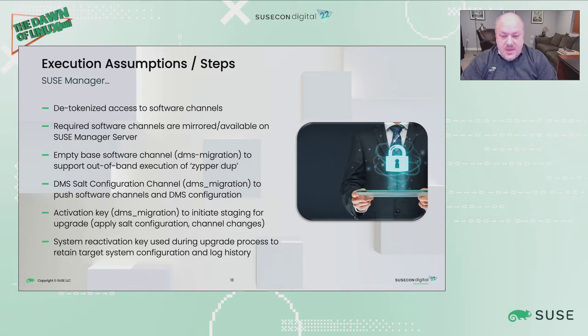You need to make sure that the required software channels are mirrored and available on the SUSE Manager server. As part of the upgrade process, we need to tell SUSE Manager to get out of the way so that we can assign the SLES12 software channels to facilitate the upgrade. To do this, we'll create an empty-based software channel called DMS migration. And we will also create a set of activation keys and configuration channels to facilitate the preparation for the upgrade and prepare us for actually running the process either via kexec with run migration or via reboot.